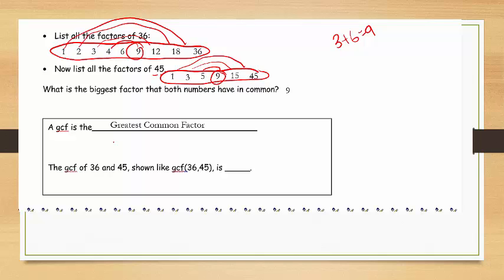Now, I don't write what is the greatest common factor of 45 and 36. Instead, we show it like this. And that's when you have to realize, okay, Mrs. Stoltz wants the GCF, and that is 9. So we just kind of use that notation for short, to shorten things up.